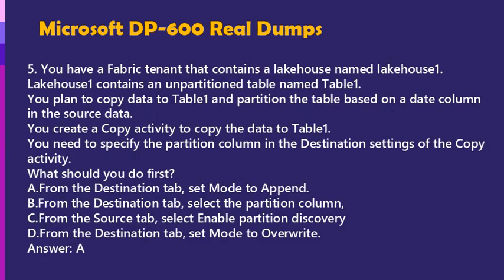5. You have a Fabric tenant that contains a lakehouse named Lakehouse1. Lakehouse1 contains an unpartitioned table named Table1. You plan to copy data to Table1 and partition the table based on a date column in the source data. You create a copy activity to copy the data to Table1. You need to specify the partition column in the destination settings of the copy activity. What should you do first?